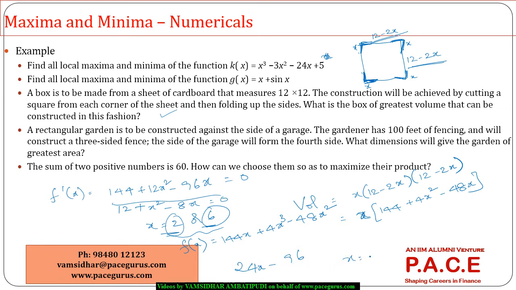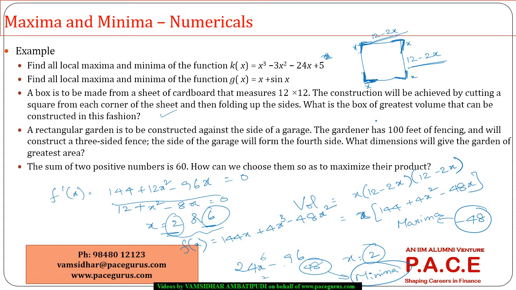Substitute x equal to 2. When I substitute x equal to 2, 48 minus 96 is minus 48, negative value, which means there is a maximum. Good. Now substitute x equal to 6. 24 times 6 is 144 minus 96, which is 48. It's a positive value, which means at x equal to 6, I'll have a minimum value. So at x equal to 2, I'm going to get a maximum value.